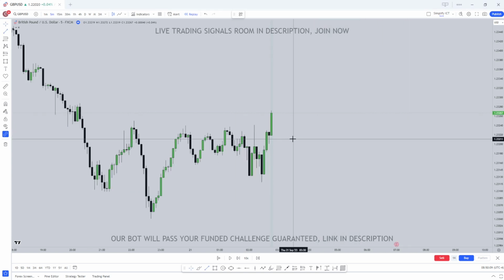Now, like I said, it doesn't have to be in the London kill zone only, it can be in the New York kill zone as well. We can see a pool of liquidity right here. What's resting above these highs? Buy stops. So what's price done now? It swept those buy stops.